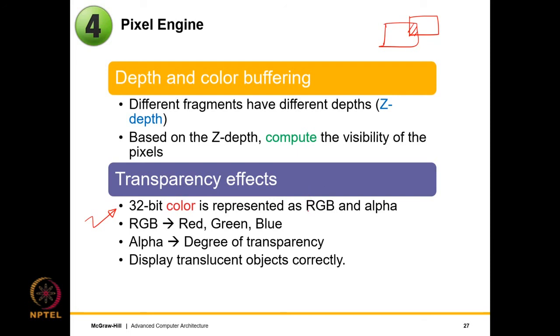So the pixel color value is represented using 32 bits normally. There is an RGB channel, right? RGB is red, green and blue. So we have 8 bits each to indicate the intensity of the color for R, G and B, and alpha is the degree of transparency, right? So one end is fully transparent and the other end is fully opaque, and anything in between is translucent. So these values are also computed, and the translucency effects are taken care of over here in the pixel engine, where we display these translucent objects correctly.